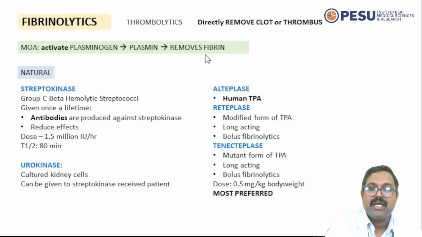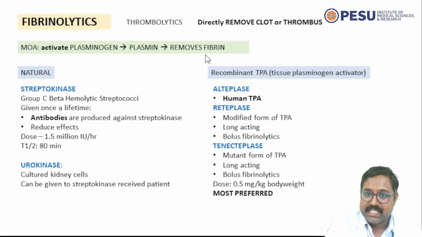So please remember, basically these drugs will directly remove the clot or thrombus from the blood vessels. So we have natural fibrinolytics and recombinant tissue plasminogen activators. Examples are alteplase, reteplase and tenecteplase.